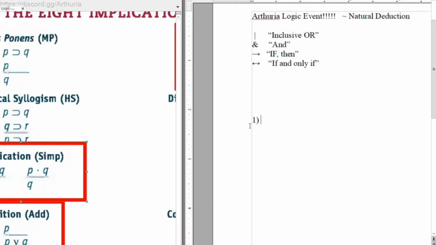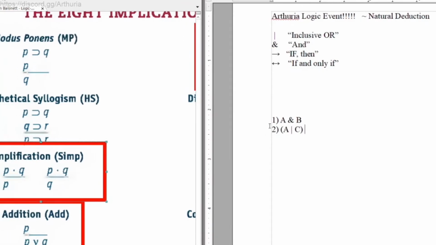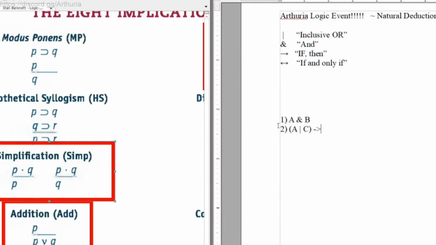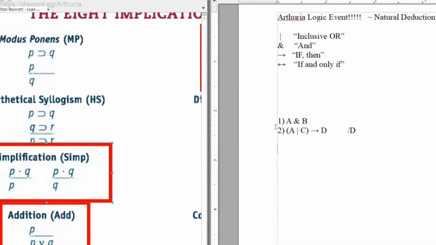Let's use Modus Tollens as well. So I'll give you A and B. Two, I will say if A or C is true, then D is true. I want you to prove that D is true. Anybody have any opening move suggestions?